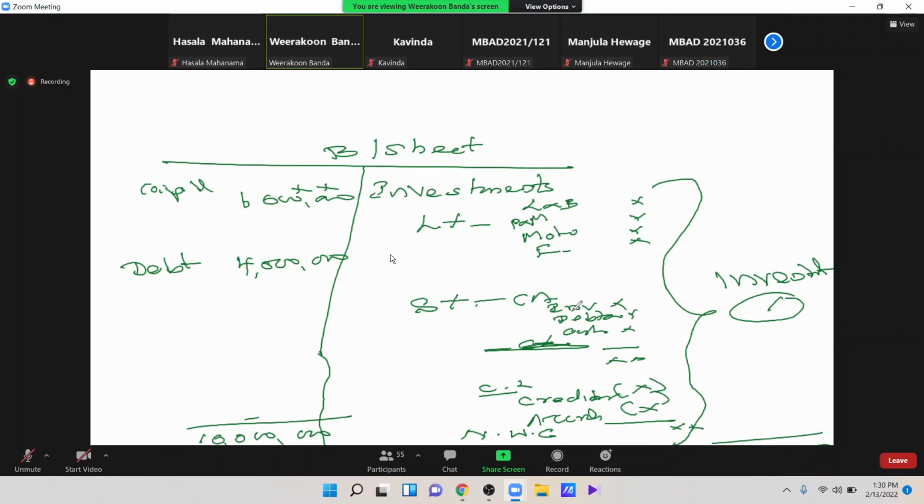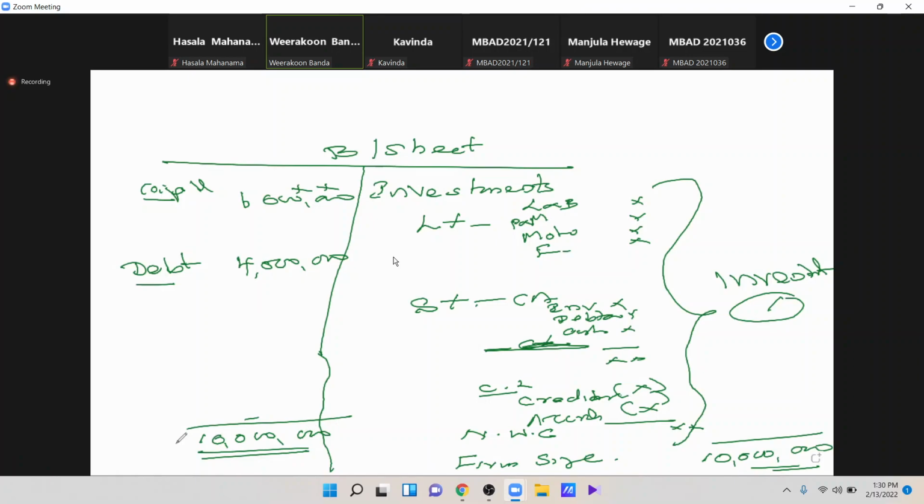So here, after deciding the debt and equity capital, your own capital and then the debt capital, based on this you can see the total value of the company, the value of the firm. Then every time your purpose is to maintain this value.